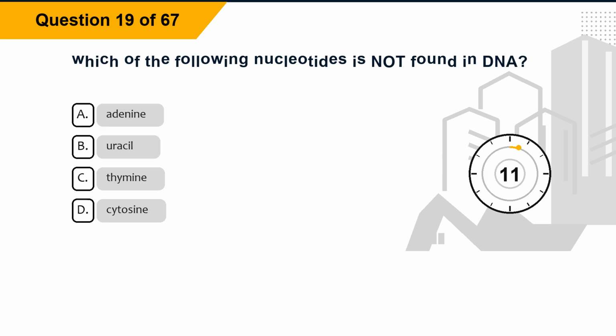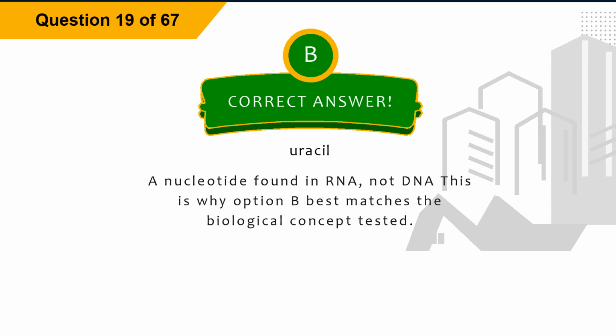Question 19. Which of the following nucleotides is not found in DNA? Option A, adenine. Option B, uracil. Option C, thymine. Option D, cytosine. The correct answer is option B, uracil. Explanation. Uracil is a nucleotide found in RNA, not DNA. This is why option B best matches the biological concept tested.